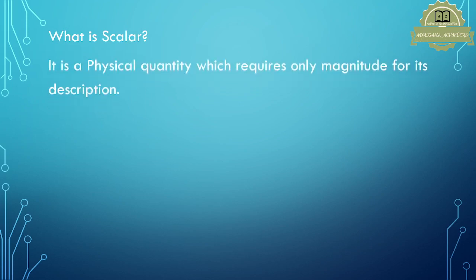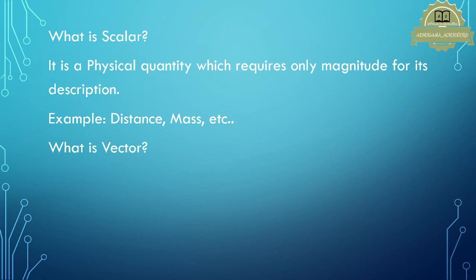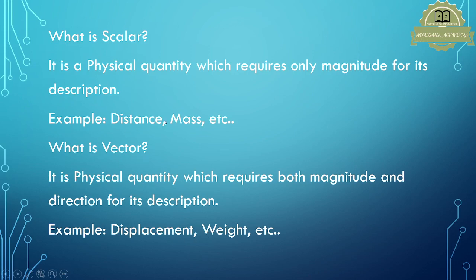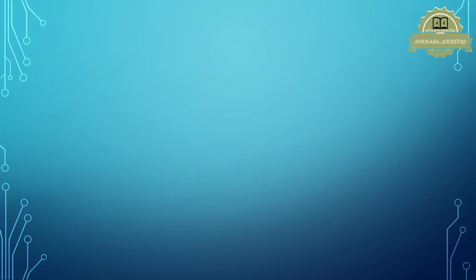A scalar is a physical quantity which requires only magnitude for its description. For example, we can take distance as well as mass. Next, we will go for what we mean by vectors. Vectors are also physical quantities which require both magnitude as well as direction for their description. Examples are displacement and weight. In today's session, we will see distance and displacement in detail. Now we will go ahead one by one.